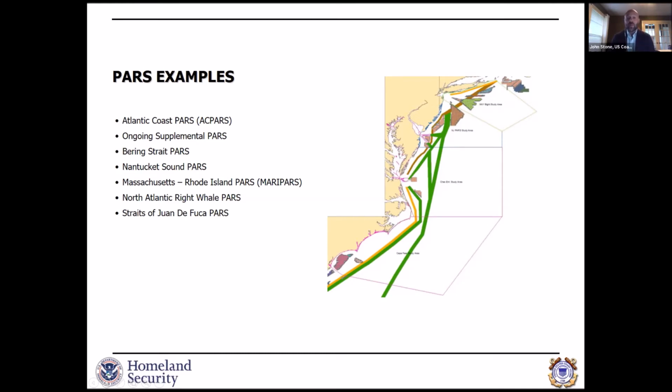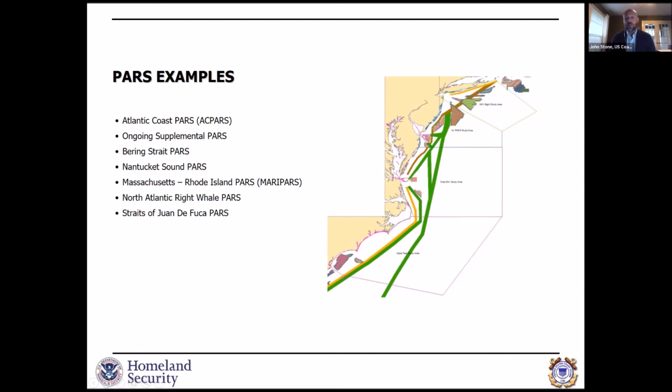So we had these 4 supplemental PARS that are currently ongoing that Commander Wysong and Captain Kallgren will get into. And you can see I've got the block areas on that slide as well. It might be difficult to see on the slide, but they are blocked out where the study areas are. But outside of the Atlantic coast, we have done PARS in other regions of the country: Bering Strait, Nantucket, and most recently the Massachusetts, Rhode Island PARS.